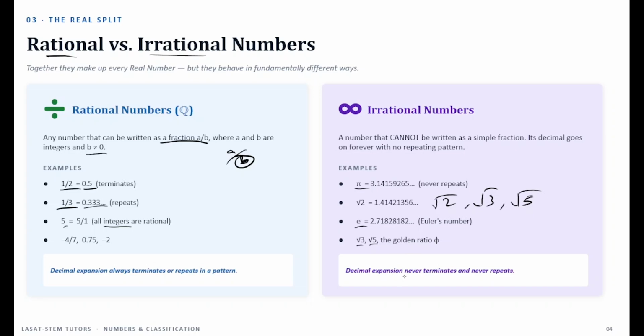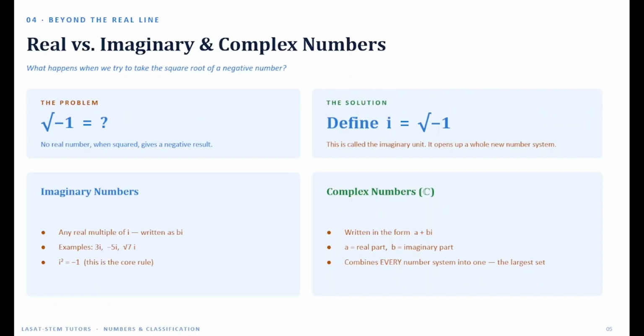So for irrational numbers, the decimal expansion never terminates and never repeats. It never ends and it does not repeat itself. That's what we have for the decimal expansion of irrational numbers. And then comparing real versus complex, or real versus imaginary numbers.